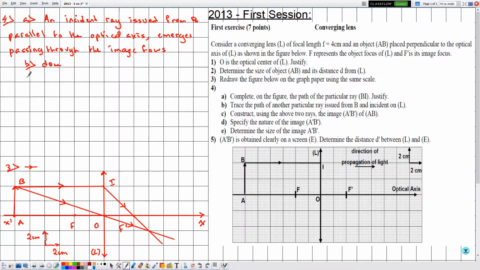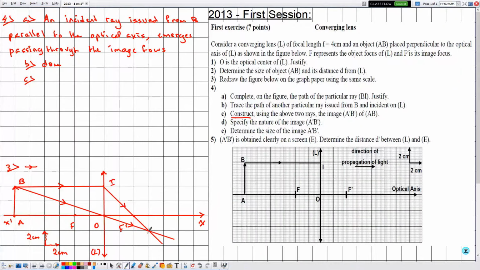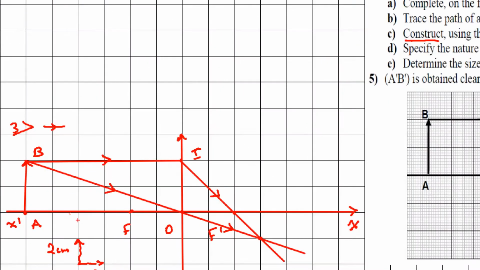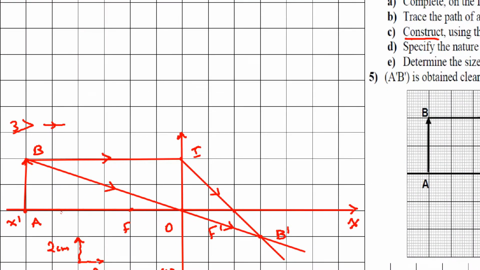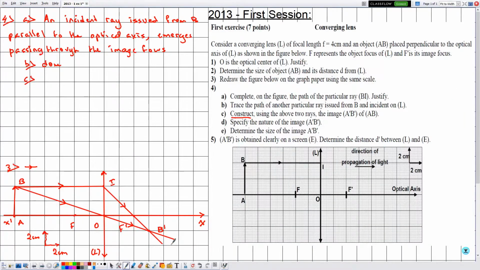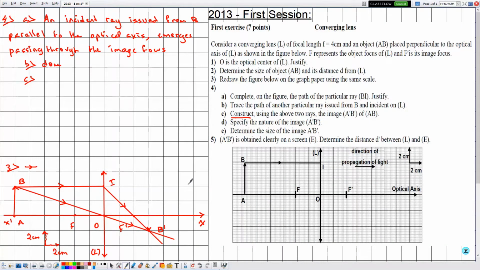Okay, so now we have reached part C. In part C, they are telling me construct using the above 2 rays the image A prime B prime of AB. And the word construct means that we need to trace and justify at the same time. So we have already traced the emergent rays, and always the intersection of the emergent rays is the image of the object. So this is the point of intersection of the emergent rays. Notice that these 2 emergent rays are coming from these incident rays that are coming from the point B. Therefore, their point of intersection will be the image B prime of B. Moreover, a hat is found on B directed away from the optical axis like this. Then we must place a hat on B prime directed away from the optical axis like this. Let's place the hat. Okay, so now we have traced B prime.